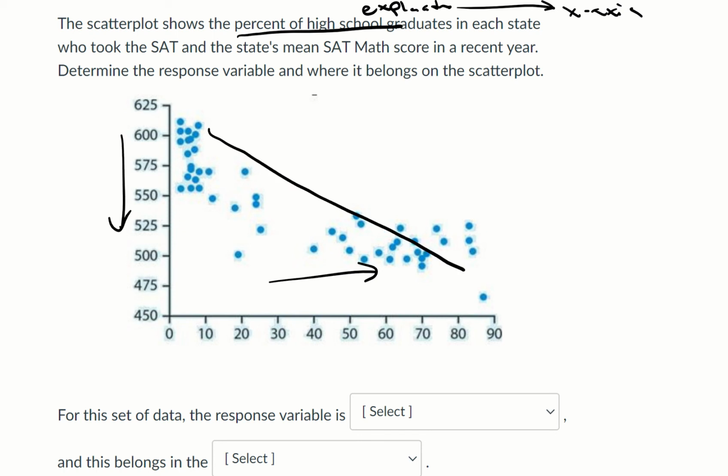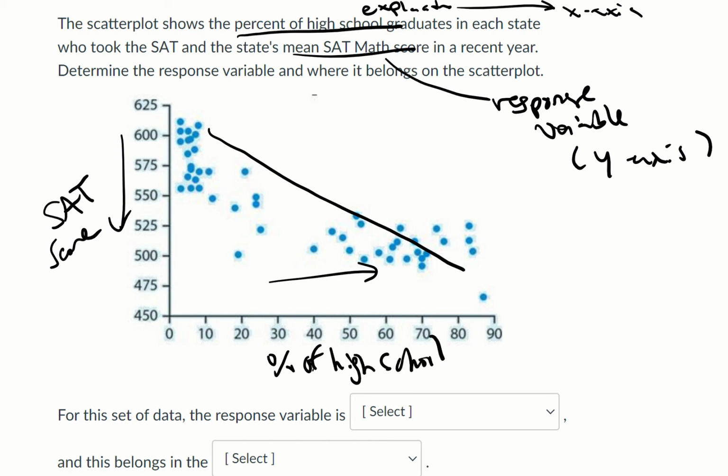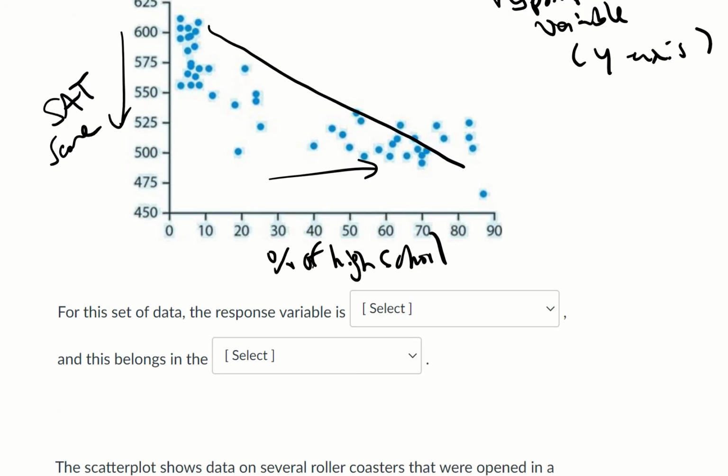And so the response variable is the SAT score, right? That's the thing that's the outcome of this experiment. And so this SAT score is the response variable. The response variable usually goes on the y-axis, okay? So this is going to be the percent of high school graduates, and that's the SAT math score. So the response variable here is the mean SAT score, and this belongs on the y-axis.